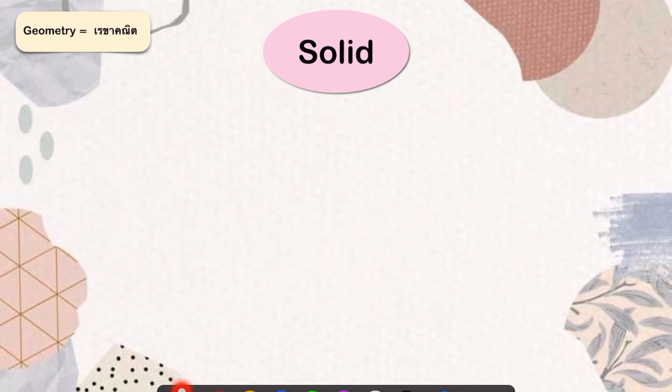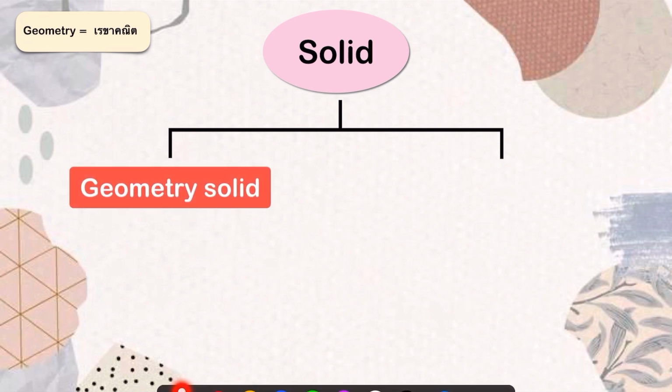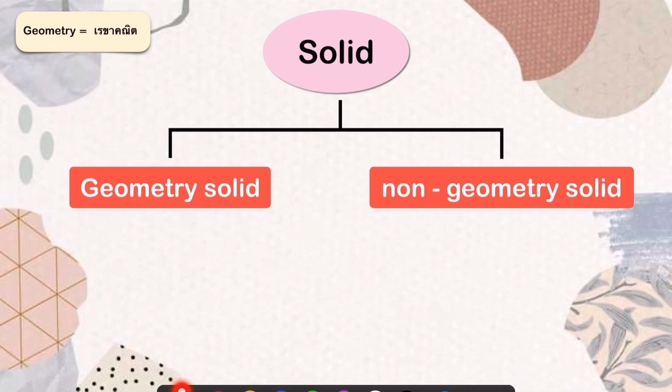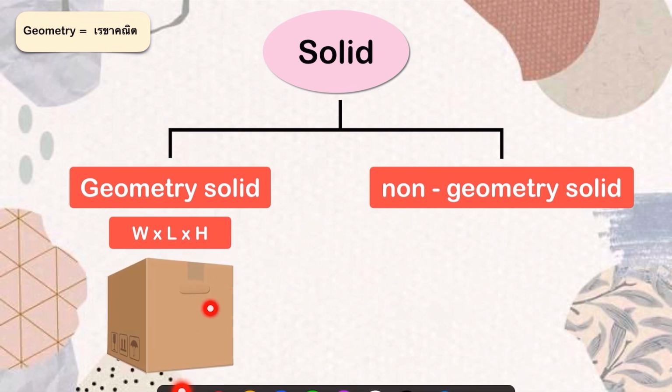So now, let's see solid first. For solid, we have two types: the first one, geometry solid, and the second one, non-geometry solid. For geometry solid, you use this math formula to find the volume: width times length times height. For example, a box, can you see? A box is solid and it is geometry solid. So if you want to find the volume of the box, we do math.